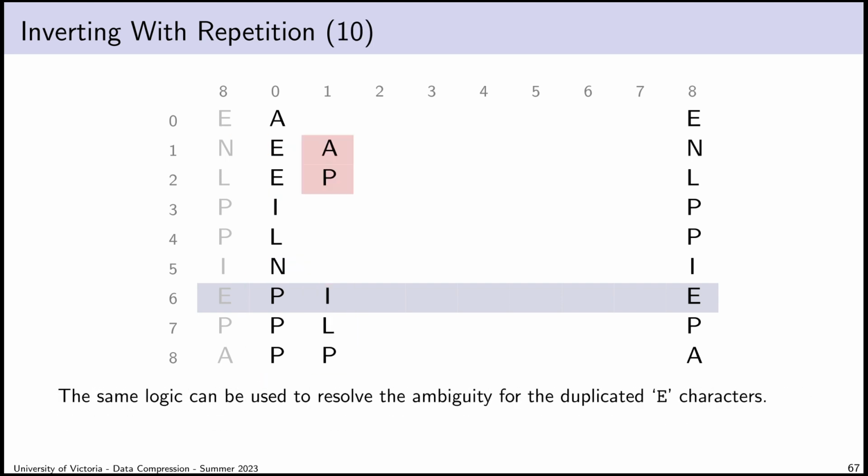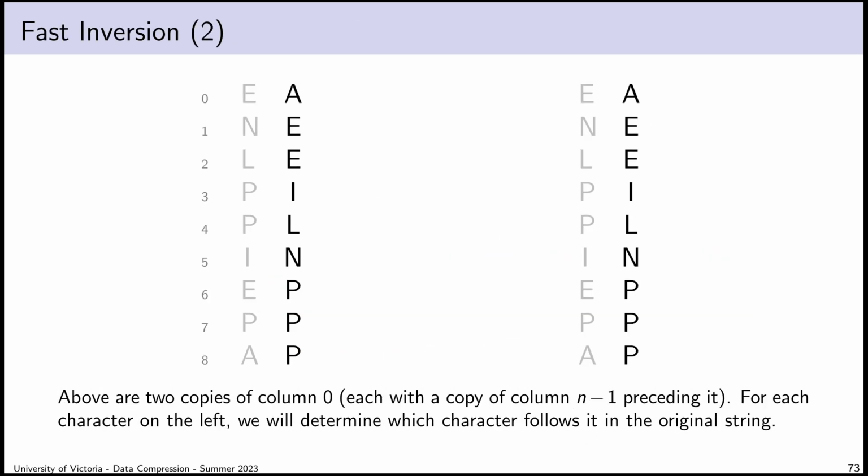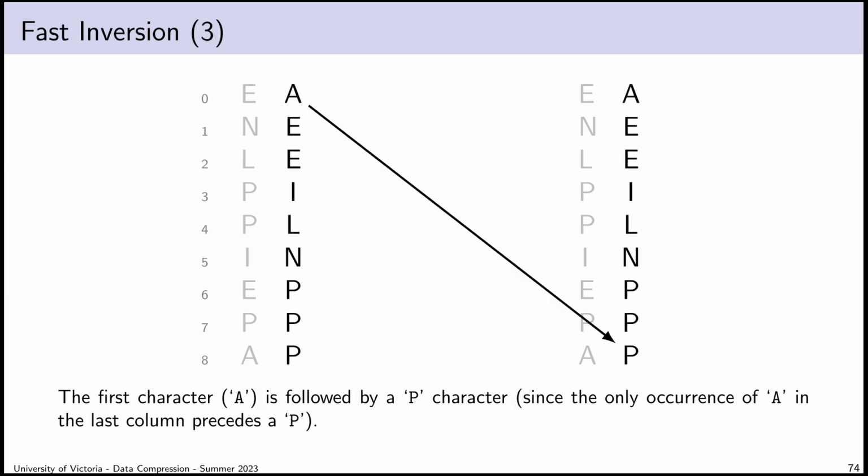And so what I could do, instead of actually filling in the contents of the matrix, is make that mapping explicitly. So here, for representation purposes, I have just drawn out 2 copies of column 0. So column 0 is in sorted order, and before it, in both cases, I've made a phantom copy of column n-1, the last column of the matrix. What I'm basically going to do here is just figure out, okay, what comes after this A? That's all I need to worry about.